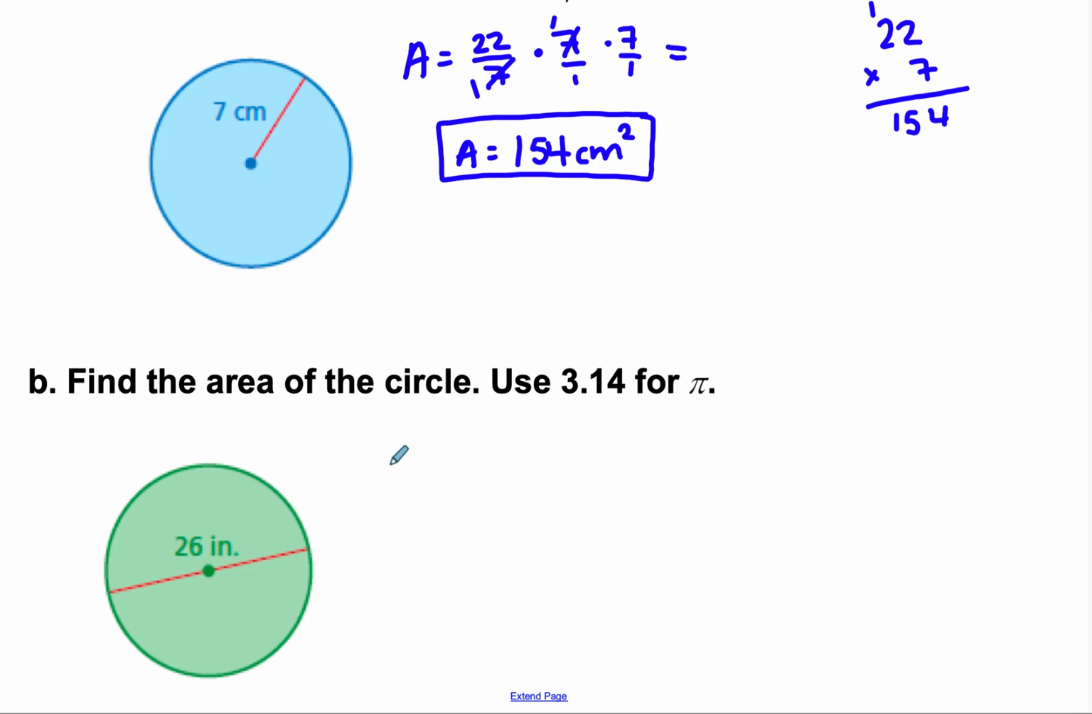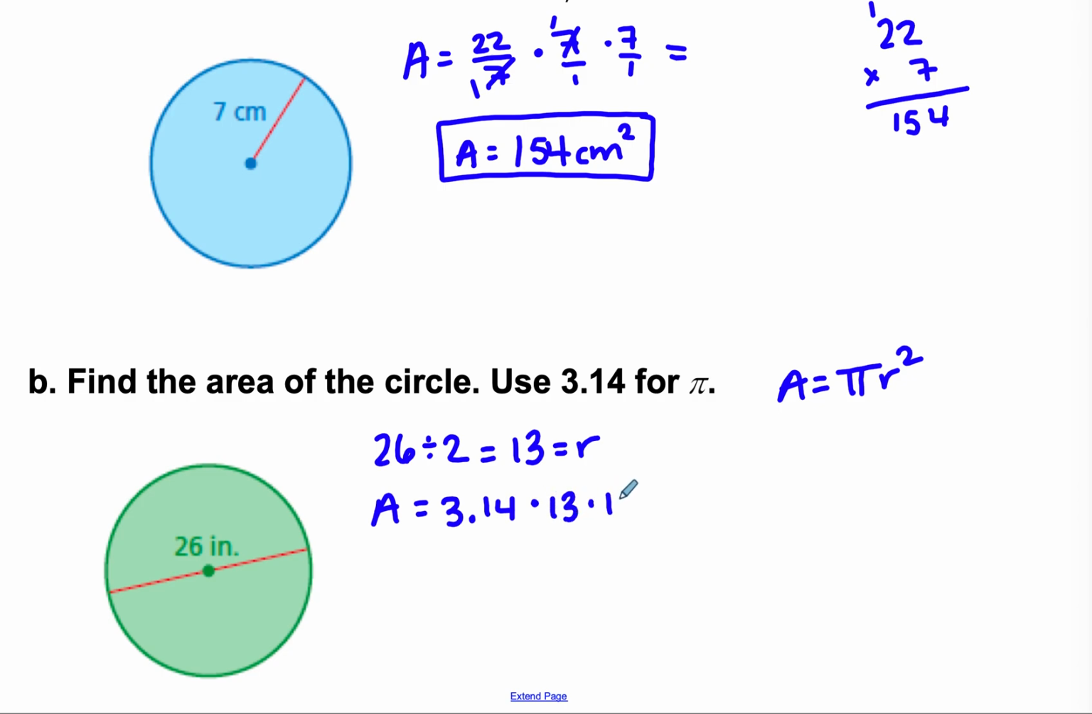All right, let's take a look at this next one. Find the area of the circle. Use 3.14 for pi. Again, our formula here that we're using is area equals pi times radius squared. We have to start by finding the radius. This is the diameter. So to do that, we have to divide by 2. That gives us 13 as our radius. All right, so now we're going to put in our information. Area equals pi, and they told me to use 3.14 times my radius squared. So it's times 13, and then times 13 again.